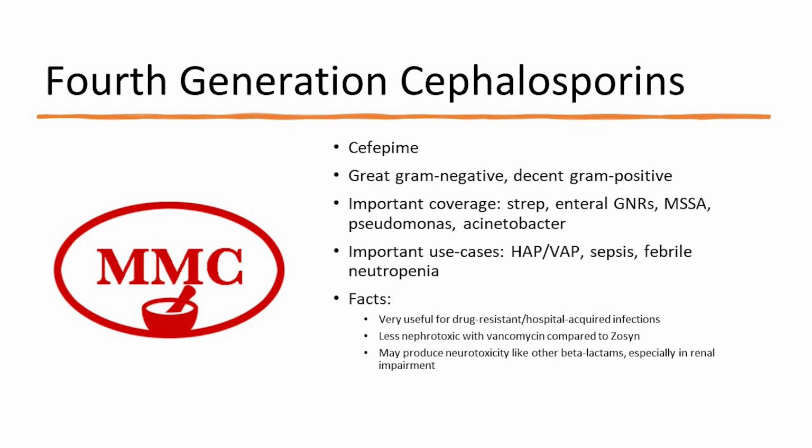So some facts about cefepime: it's very useful for those drug-resistant hospital-acquired infections. It is, quote-unquote, less nephrotoxic with vancomycin compared to Zosyn, even though, like I discussed earlier, the vanc-Zosyn combination really just increases serum creatinine, no significant progression to hemodialysis, so that's questionable. But it may produce neurotoxicity like the other beta-lactams, so make sure you renally dose your cefepime.